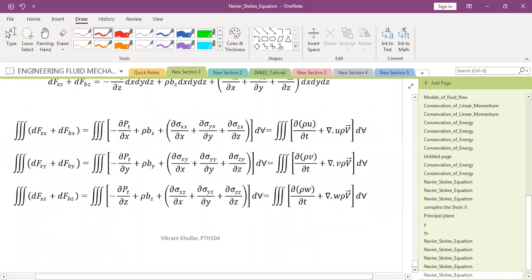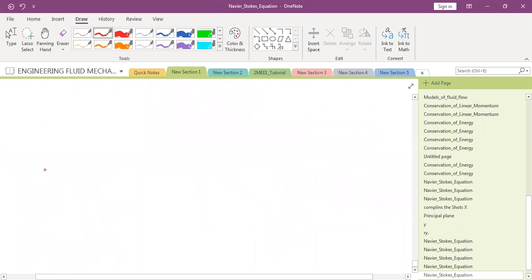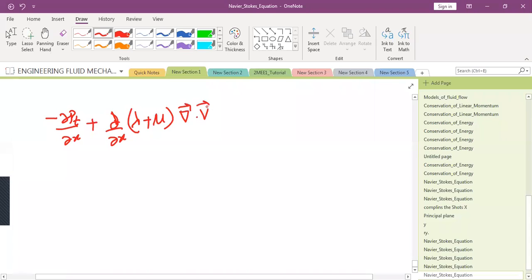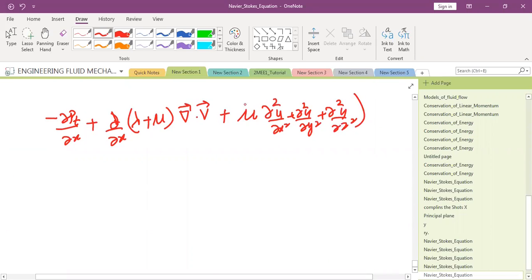So I am writing down here the equation for x momentum. So this is minus curly p by curly x plus curly by curly x. This is the way to remember it. You also can follow this: del dot v plus mu into del square u, that is del 2u by del x square plus del 2u by del y square, this is the case, plus rho bx. This is equal to what?